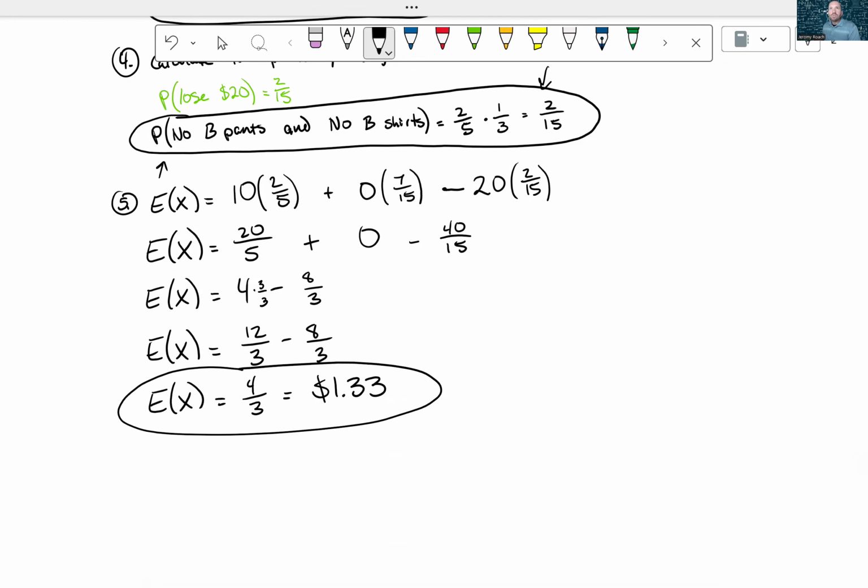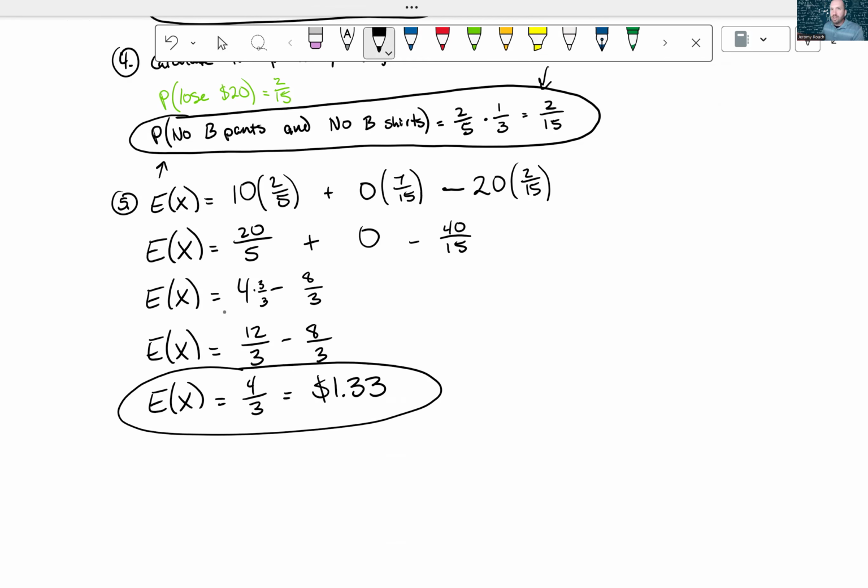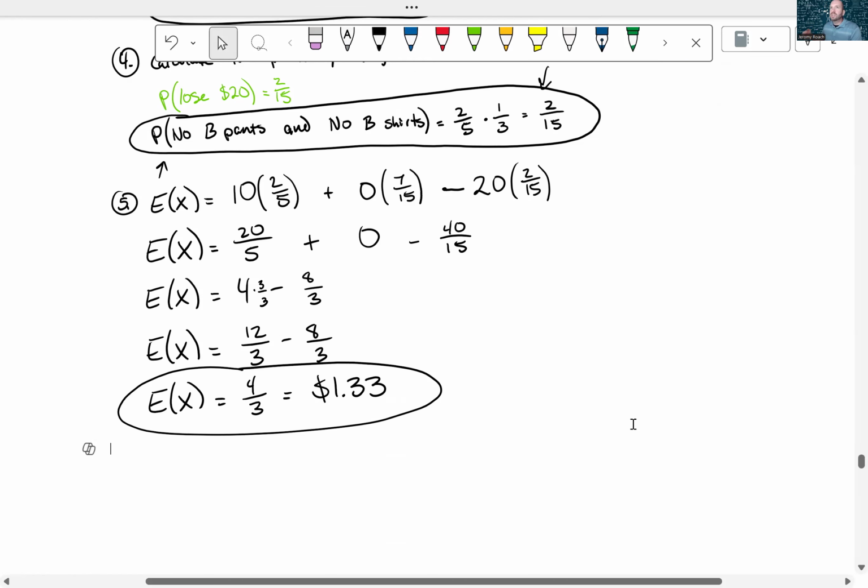So to conclude for this game, where she could win $10, she could break even, or she could lose $20, in this particular game she would expect to win $1.33 on average if she were to play the game over and over and over again. So in this case, she would want to play this type of gambling game or contest.